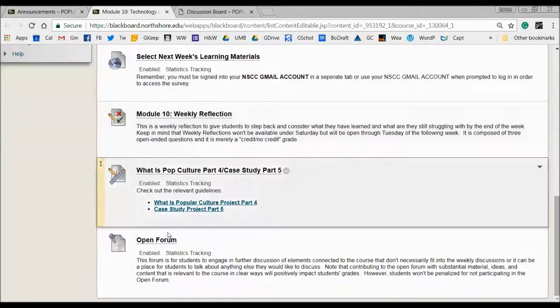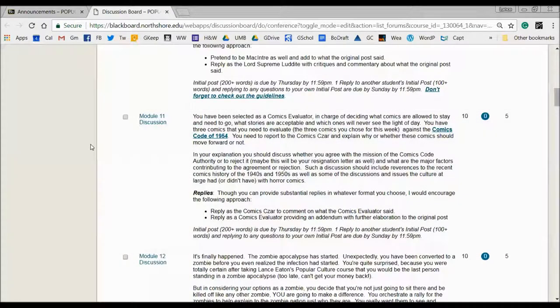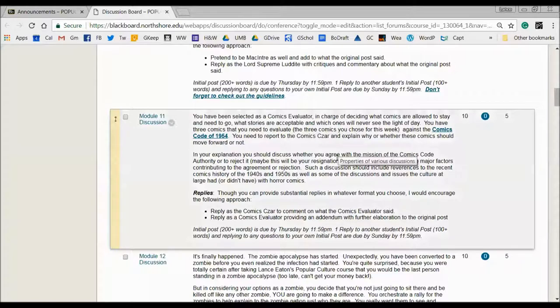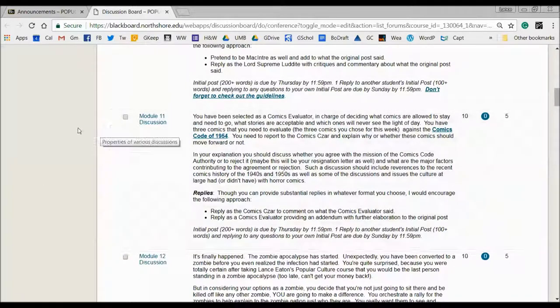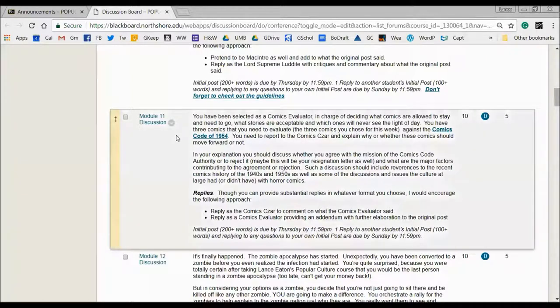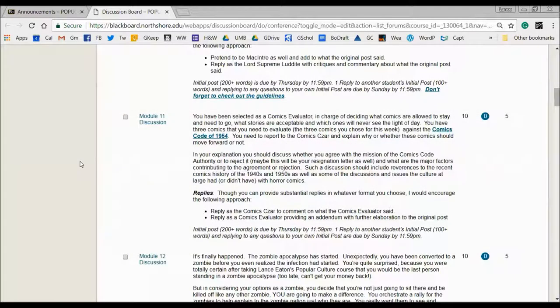Then there's the weekly reflection, an open forum for them to drop ideas or thoughts that weren't necessarily related to the discussion. The discussions were a little more dynamic, not as straightforward as people tend to think of them. They would do outside-of-the-box things, but still did a lot of the analysis I was looking for. In this case, I have them as a comics evaluator, looking at old comics from the 1940s and 50s and deciding if they adhered to the Comics Code of 1954, and how they respond to that.